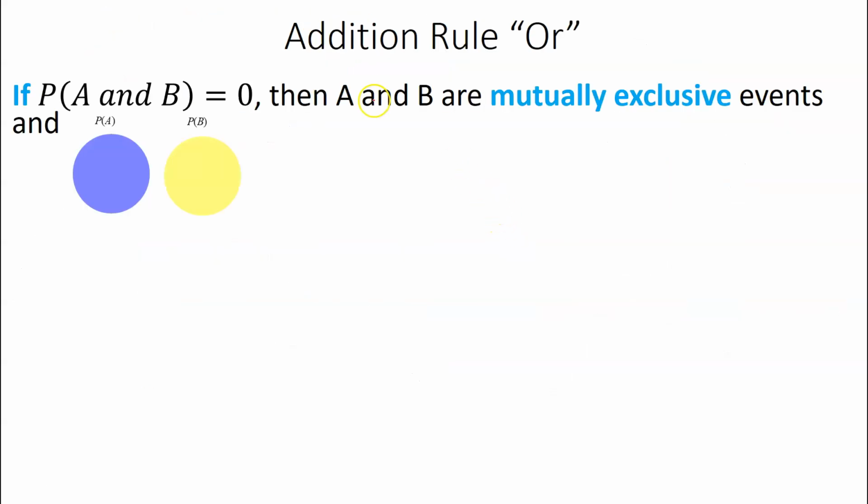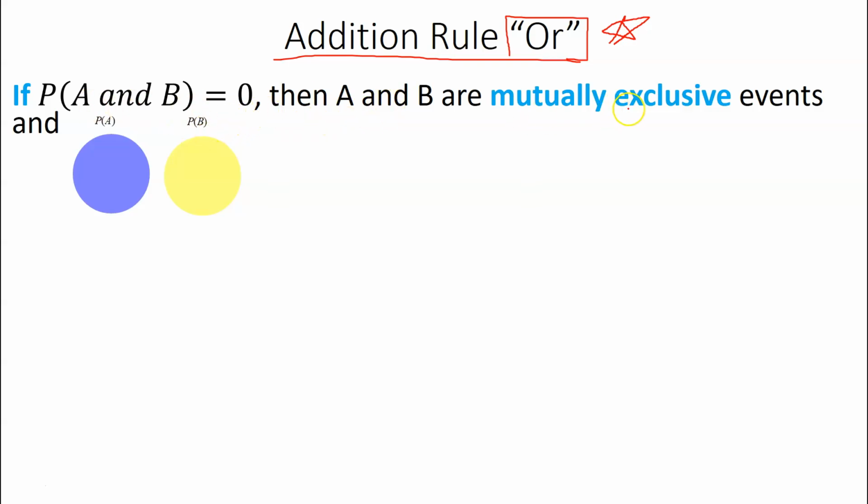Okay, so let me quickly summarize this. The addition rule is used when you see the word or. Anytime it's or, you are going to be adding probabilities. That's a horrible little star. What should be a star there? Anyways, if P(A and B) equals 0, in other words, they're mutually exclusive.